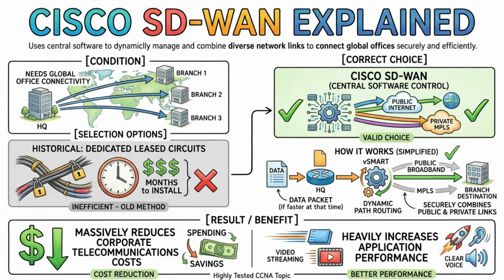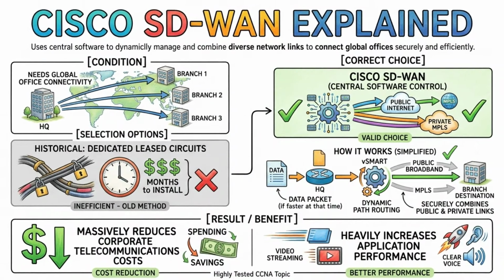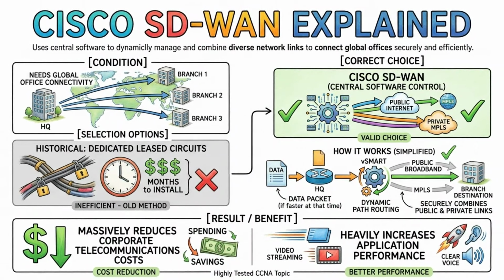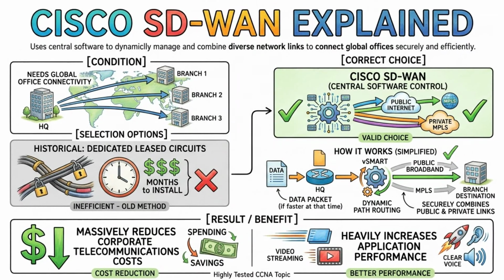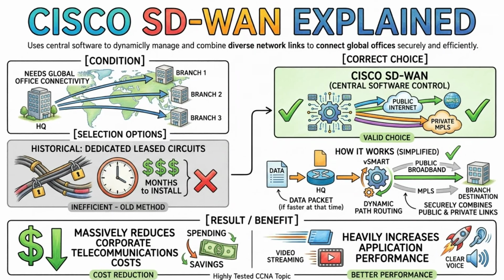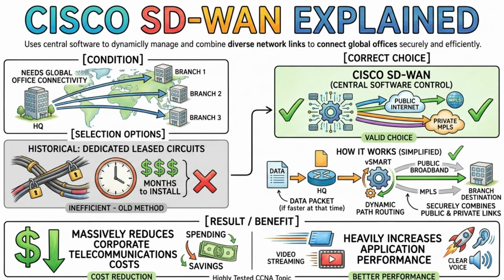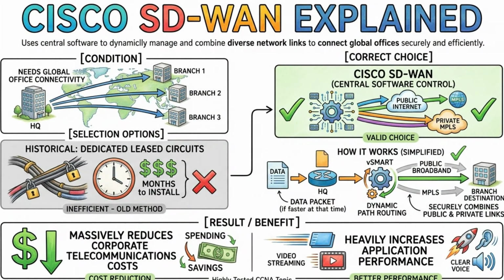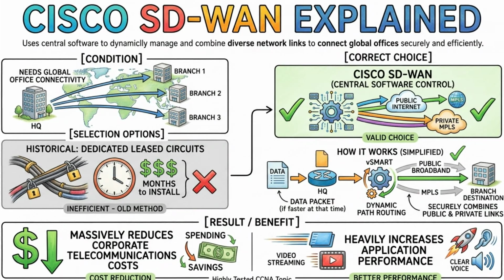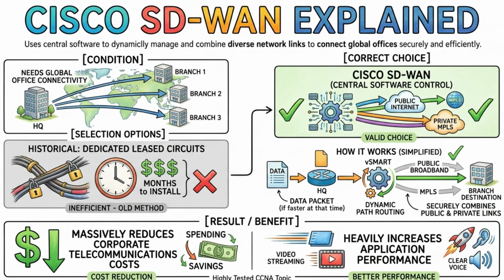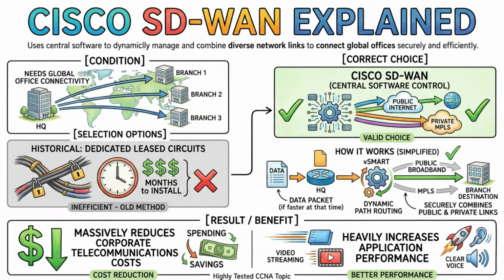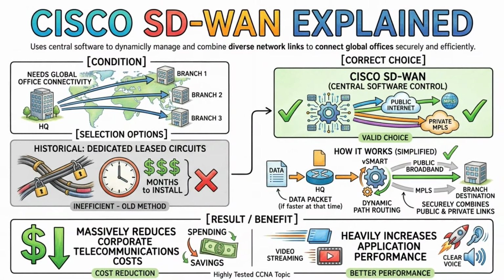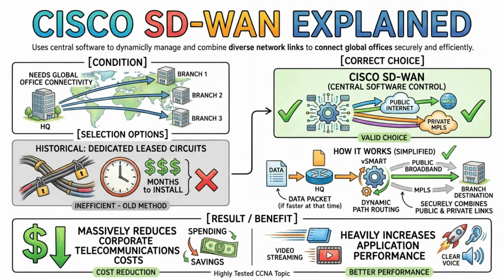Bringing these centralized software concepts out of the local building and across the global internet introduces us to Cisco Software-Defined Wide Area Networking, or SD-WAN. Historically, connecting global offices together required highly expensive, dedicated physical circuits leased from telephone companies, which took absolutely forever to install and properly configure. Cisco SD-WAN allows you to securely combine cheap public internet connections with expensive private links, using a central software controller to dynamically route traffic over the fastest available path in real time. SD-WAN massively reduces corporate telecommunication costs while heavily increasing application performance, making it a highly tested topic on the modern blueprint.